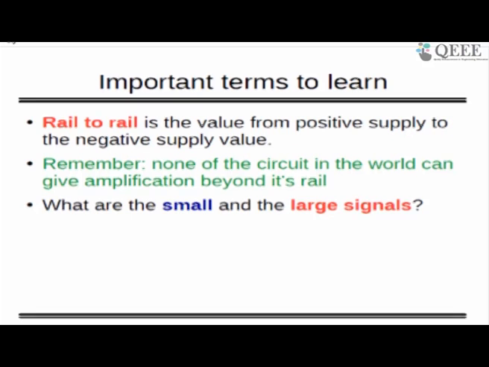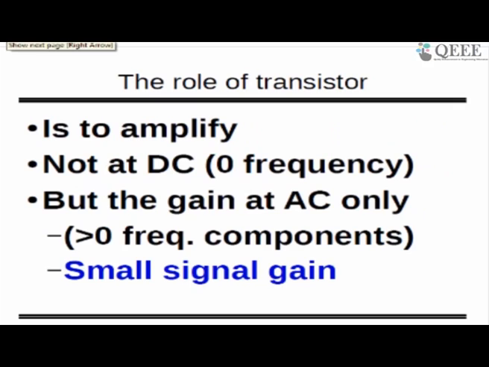Now let's go to the next part. There is another role of the transistor. We want to amplify, but not at DC value. We want to amplify beyond DC value, or it has to be AC. What I mean with that is, I want to amplify the AC signal only, not DC.